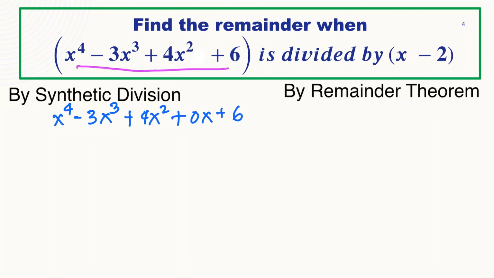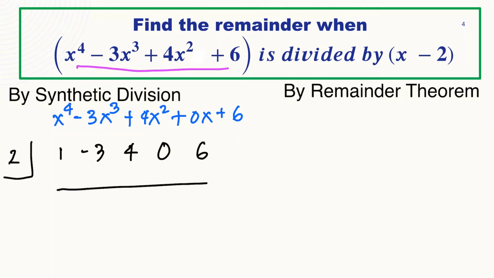Then we can identify now the numerical coefficients. For x raised to 4, that's 1. For minus 3x cubed, that's negative 3. For 4x squared, the numerical coefficient is 4. For 0x it is 0, and for 6, that's our constant. It's divided by x minus 2. So we bring down 1 here. That will give us 1. So 1 times 2, we multiply this, that will give us 2.